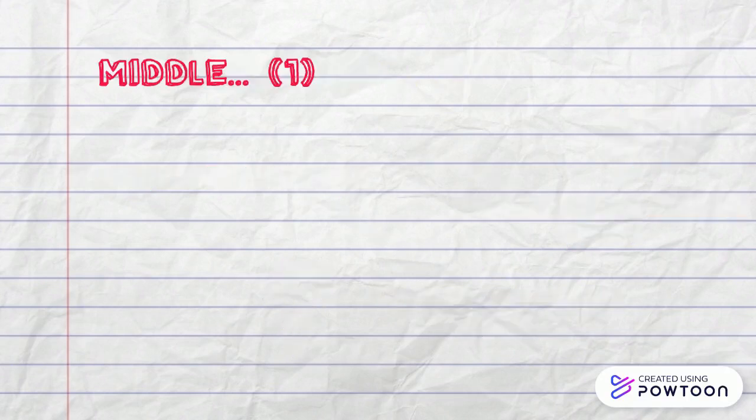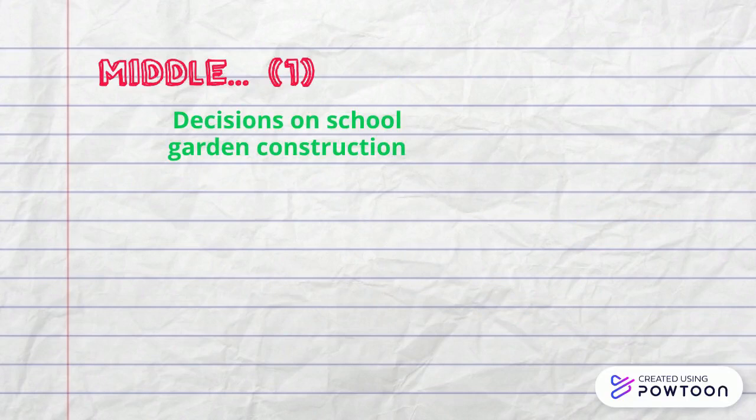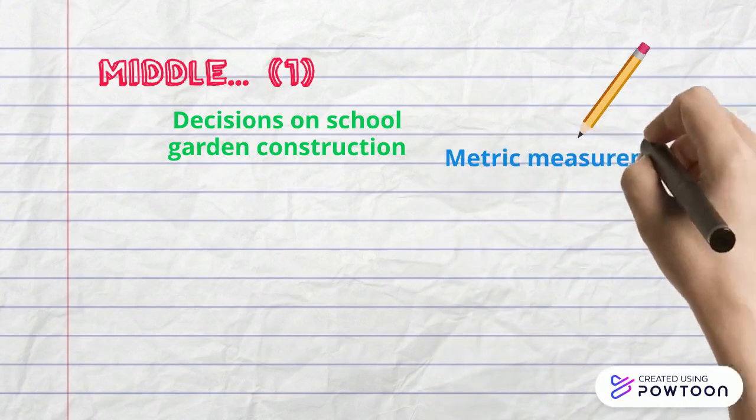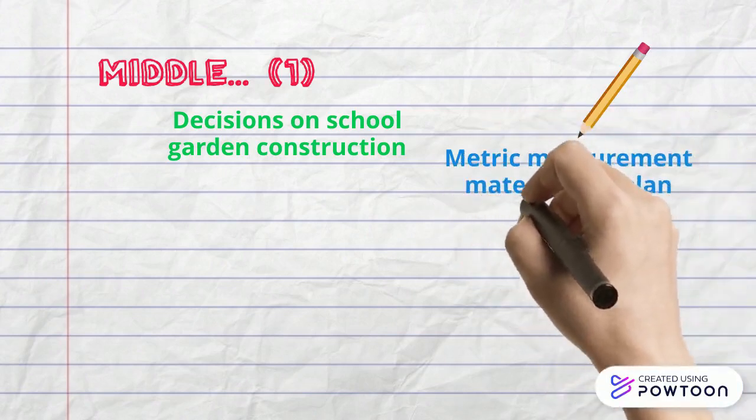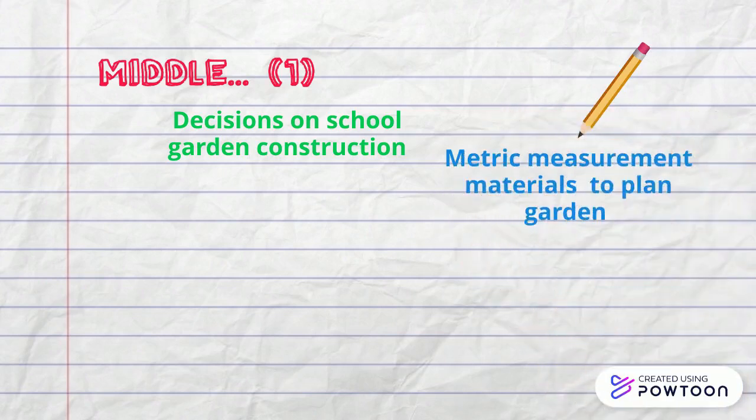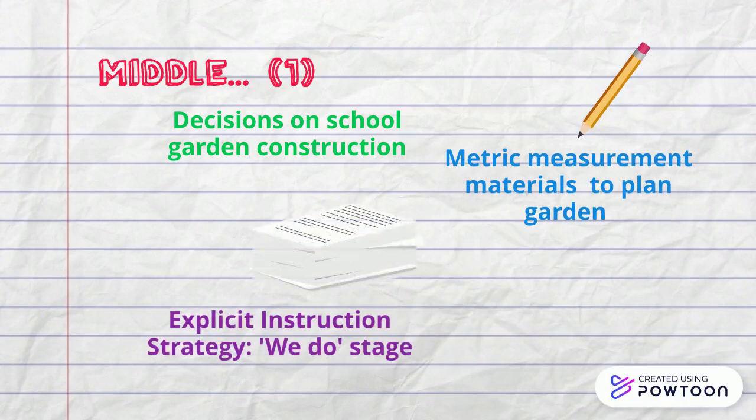The middle stage involves students making decisions about the construction of their school garden. Here, students will utilise measurement materials and demonstrate their understanding of familiar metric units by drawing a draft plan of the garden. Following the explicit instruction strategy, students will do this with their peers and teacher.